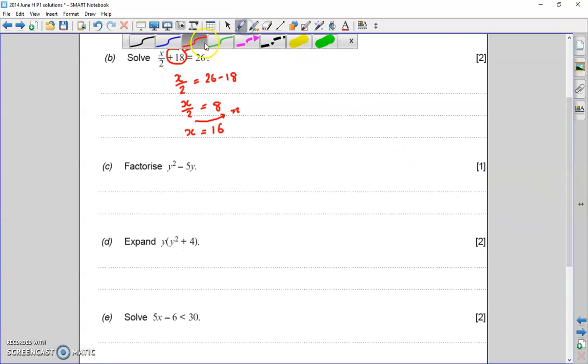Factorise means put into brackets. I mean, we're still early in the paper here. This is single brackets. Okay, there's only 2 terms, not 3, so it's not like a big quadratic where you've got to find the pairs. It's easier than that. Look at what they've got in common.